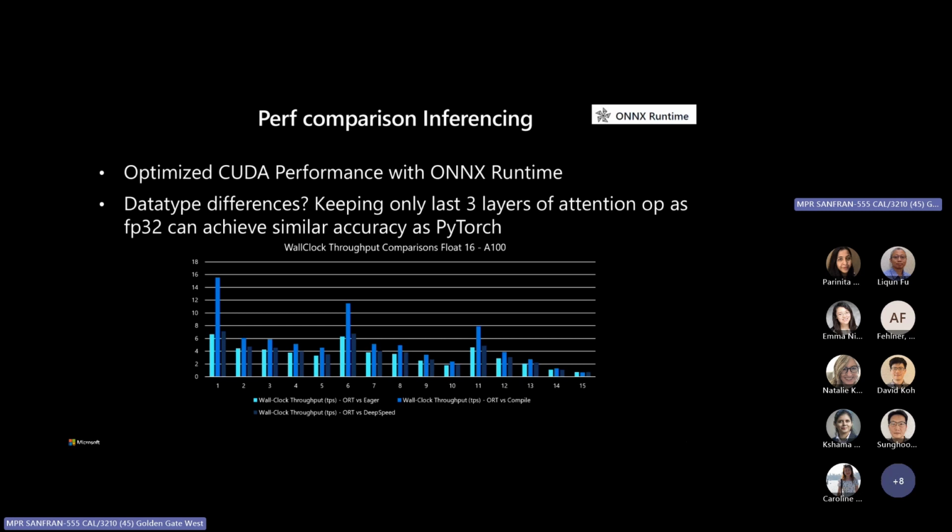You can see we are getting up to 15x performance compared to Torch compile, up to 6x performance compared to eager mode, and approximately 7x performance compared to the DeepSpeed number. So as you can see here, we are getting a lot more benefits compared to both PyTorch and Torch compile for the ONNX runtime inference.